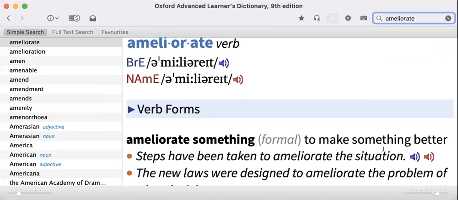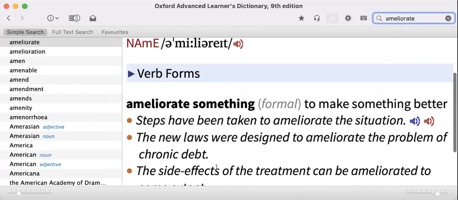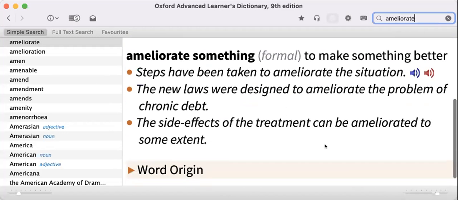Steps have been taken to ameliorate the situation. The new laws were designed to ameliorate the problem of chronic debt. The side effects of the treatment can be ameliorated to some extent. Okay?